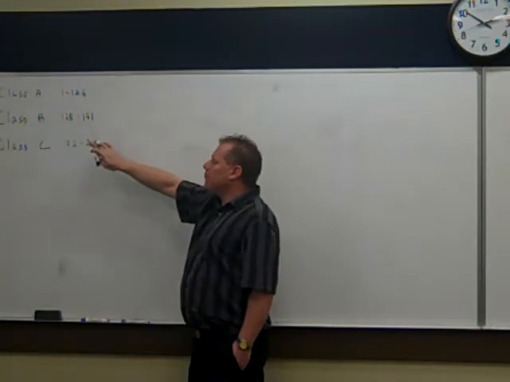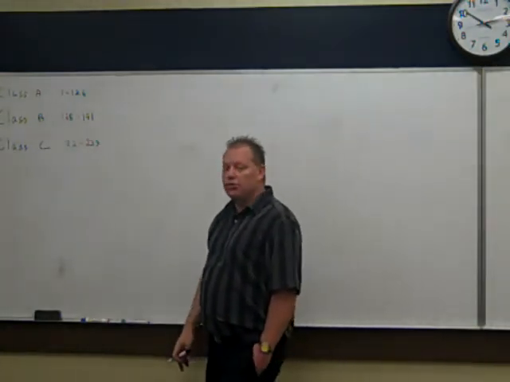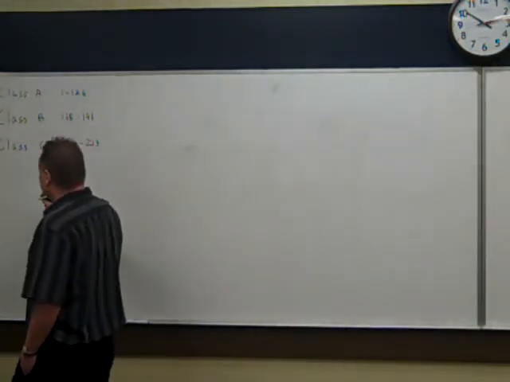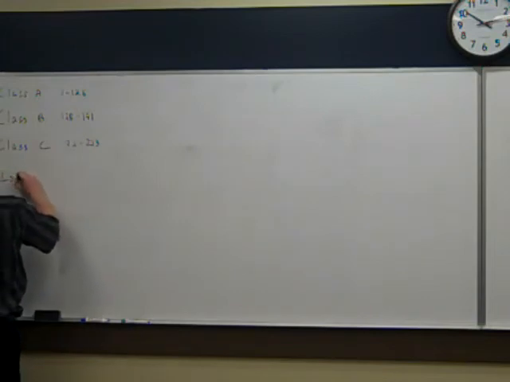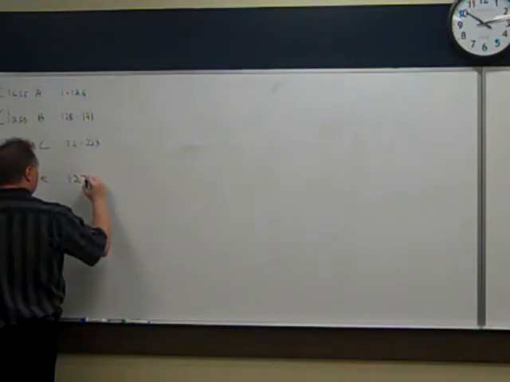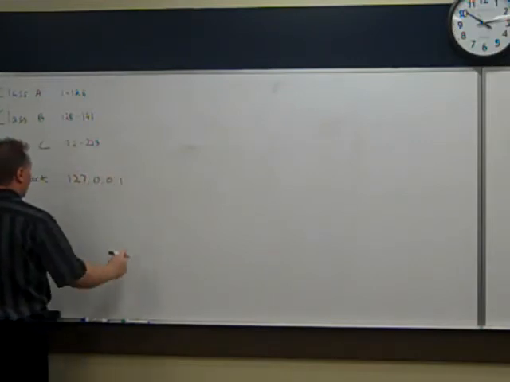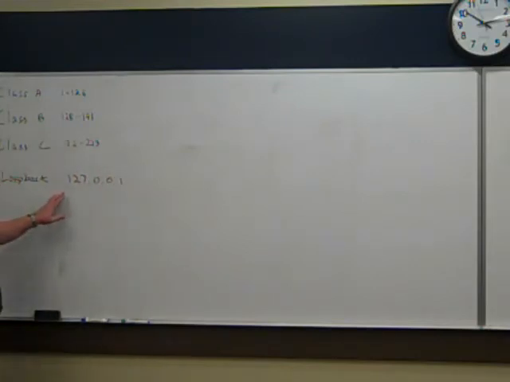You notice there's a gap between Class A and Class B. We're not using 127. Why? 127 is the loopback address. Okay, this is reserved for software testing. So if you want to ping localhost or ping the loopback address, if your machine's set up properly, it'll go ahead and respond to that command.